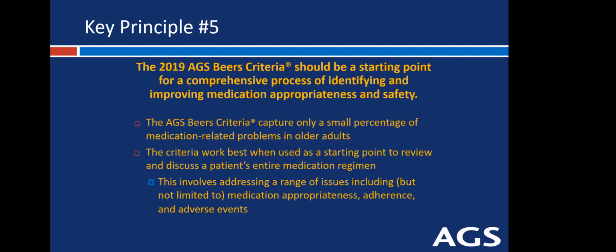Key principle number 5 is that the 2019 AGS Beers criteria should be a starting point for a comprehensive identification and improvement of medication appropriateness and safety.